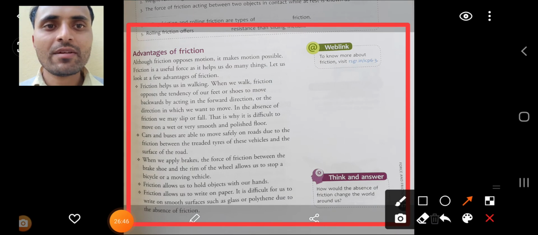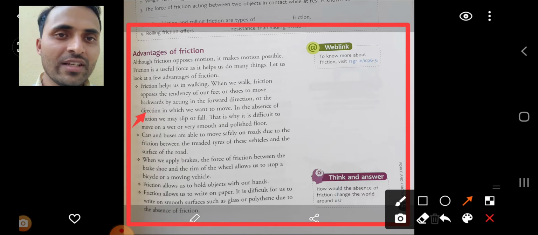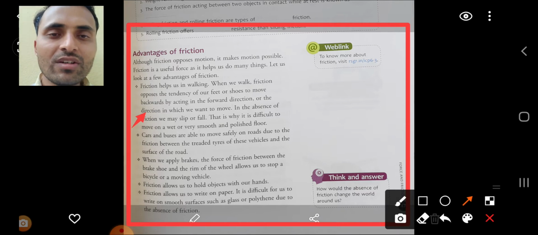Now see some advantages of friction. See the first point. Friction helps us in walking. When we walk, friction opposes the tendency of our feet or shoes to move backwards, in which we want to move. In the absence of friction, we may slip or fall. This is why it is difficult to move on a wet or very smooth and polished floor. Without friction, we cannot walk, we cannot move, or we cannot run.